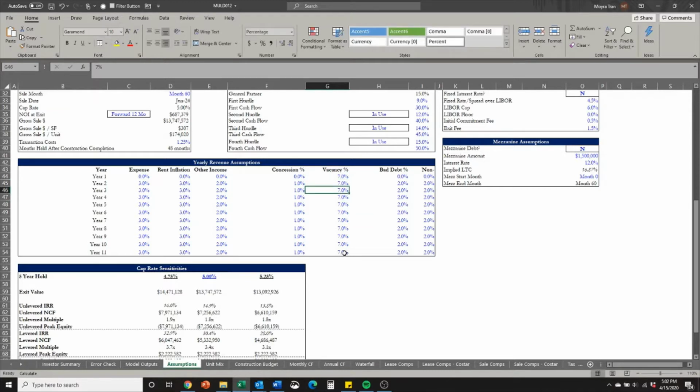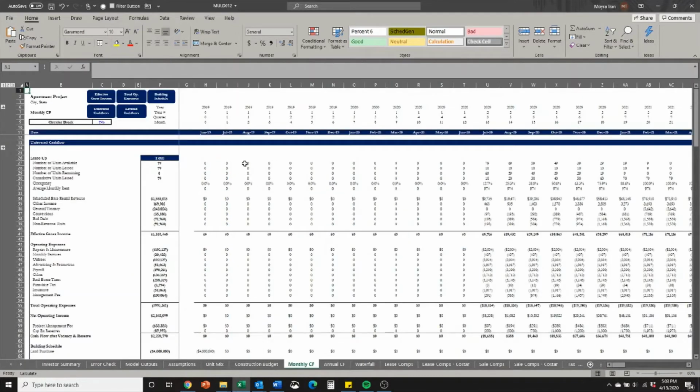Generally, when I'm modeling multifamily models, the vacancy rate is anywhere from 5% to 10%. Usually 7% is about the average, 6 to 7%. So I have 7% here in the model. After you input the vacancy rates here, we will go over to the monthly cash flow tab. The way that we model things at Top Shelf Models is that we assume 100% lease up.